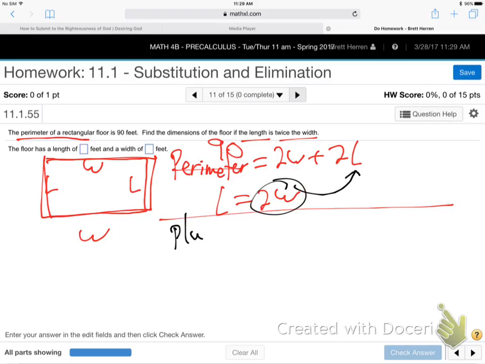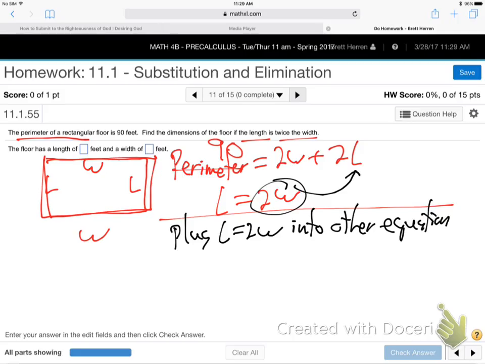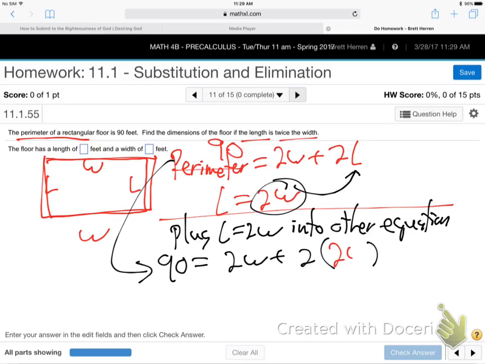So plug L equals 2W into the other equation. That's how the substitution method always works. You plug one equation into the other. So then the top one becomes 90 equals 2W plus 2L, but instead of L, what do I put in L's spot? 2W, because L is 2W. That making sense what happened there? I just wrote out the top equation. 90 is 2W plus 2L, but instead of L, L is 2W.